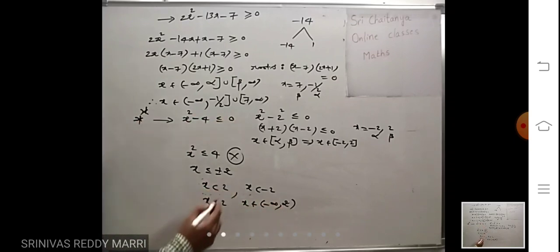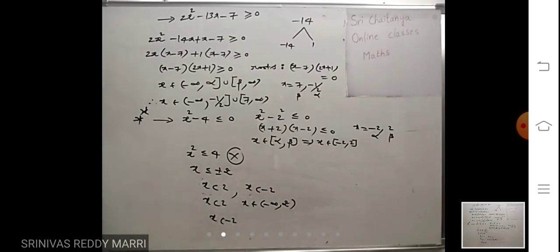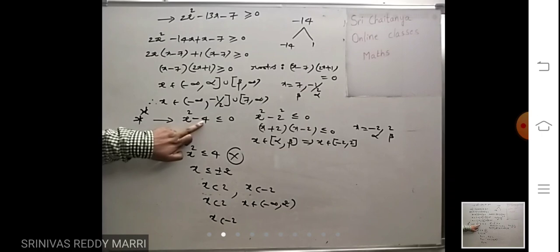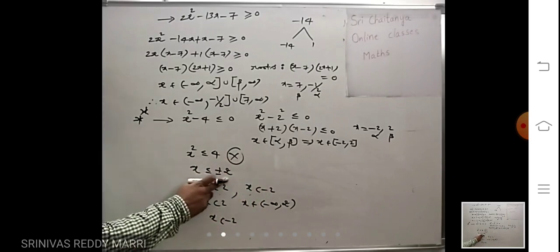Right? Suppose you take x less than minus 2, you take any value you like. Suppose minus 4. Here what will you get? 16 minus 4, that is 12. That is positive, not negative. Now this is not a solution. Don't write like this.